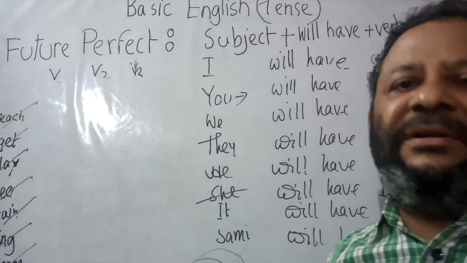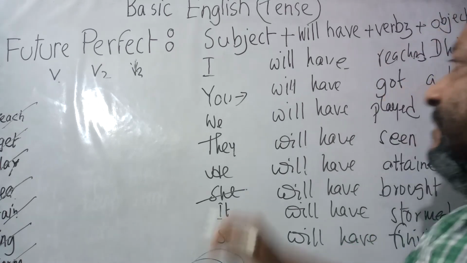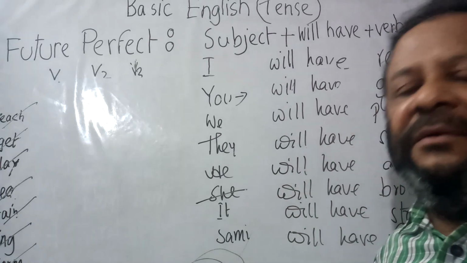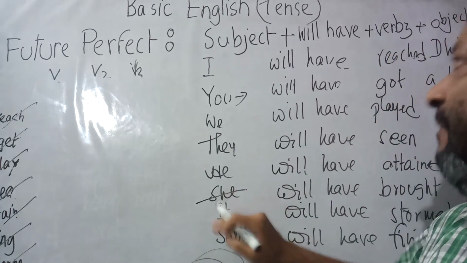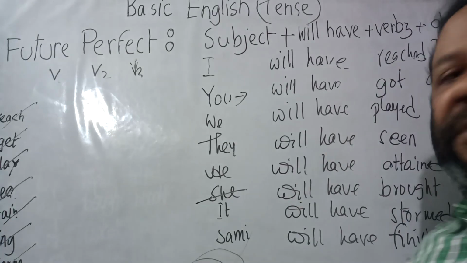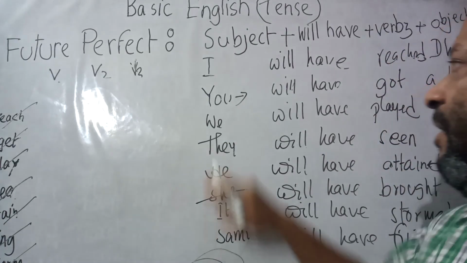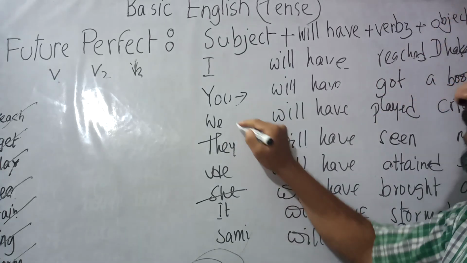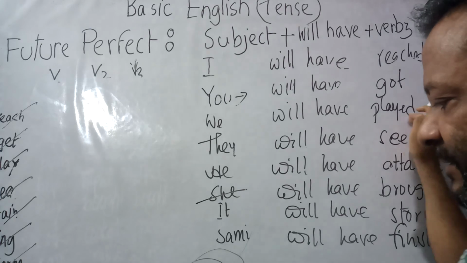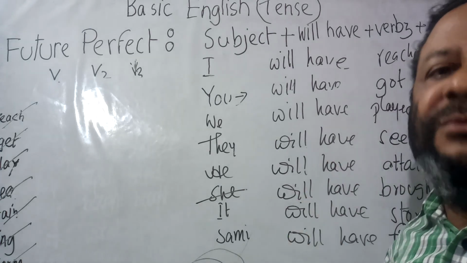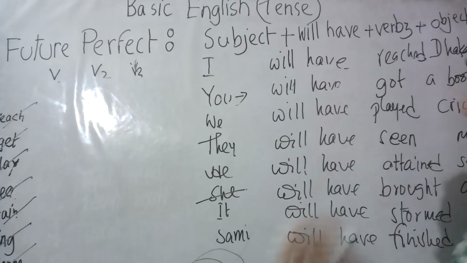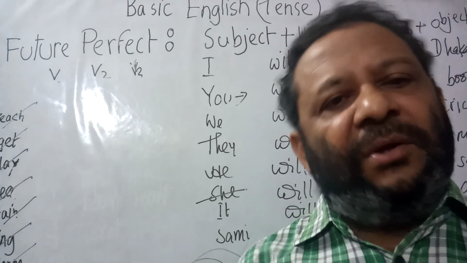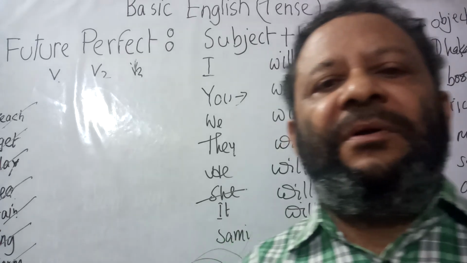I will have reached Dhaka before you come. You will have got a book before I come. Or you will have got a book before night. We will have played cricket before tomorrow. We will have played cricket before we go.